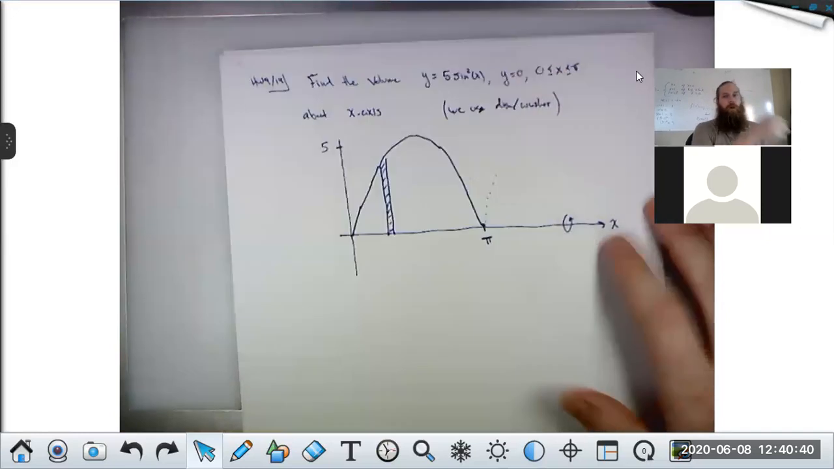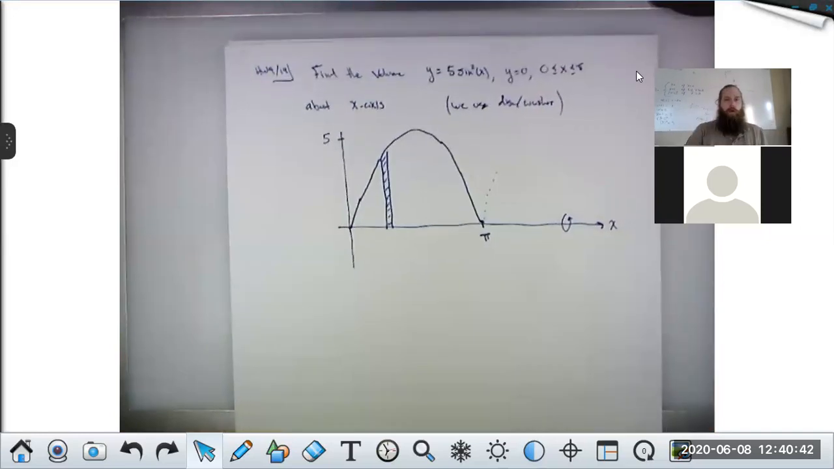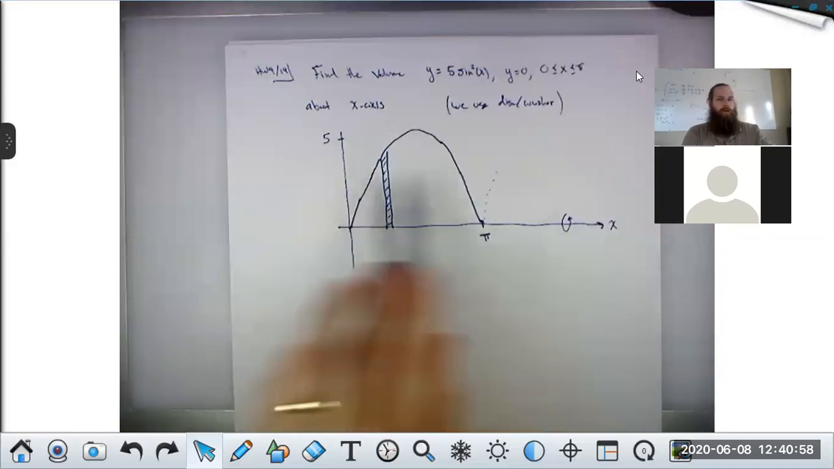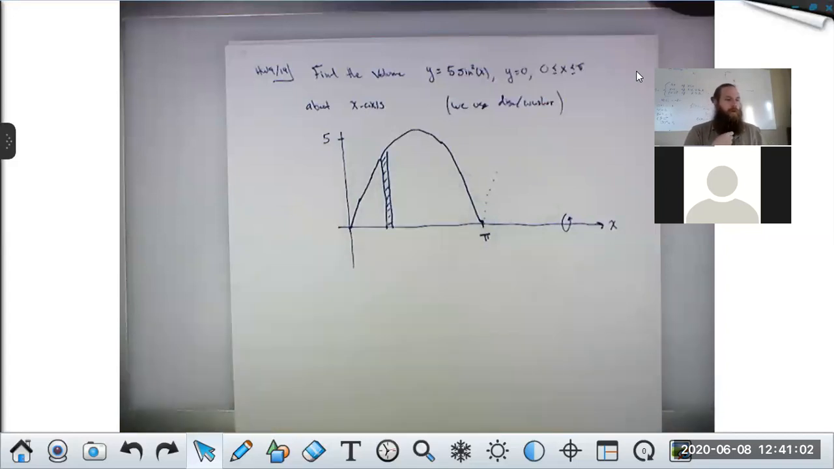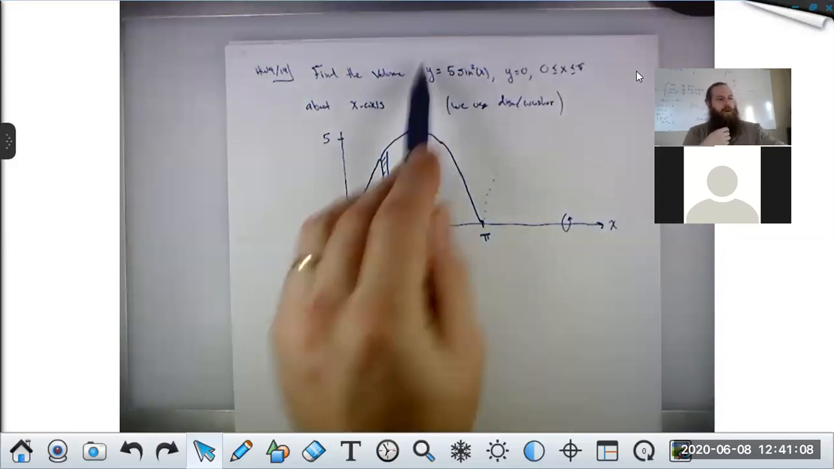If you don't see why to use the disk washer method right away, go ahead and try to set it up with cylindrical shells. See why that's a challenge. Remember, disk washer method, your strip is always perpendicular to the axis of rotation. Cylindrical shells, your strip would always be parallel to the axis of rotation. Here, a strip that's parallel to the axis of rotation would be side to side, and the length of that strip, the thing that we call h in our formula, you would not be able to find a nice expression for, just because of the algebra, because this function is not one-to-one.